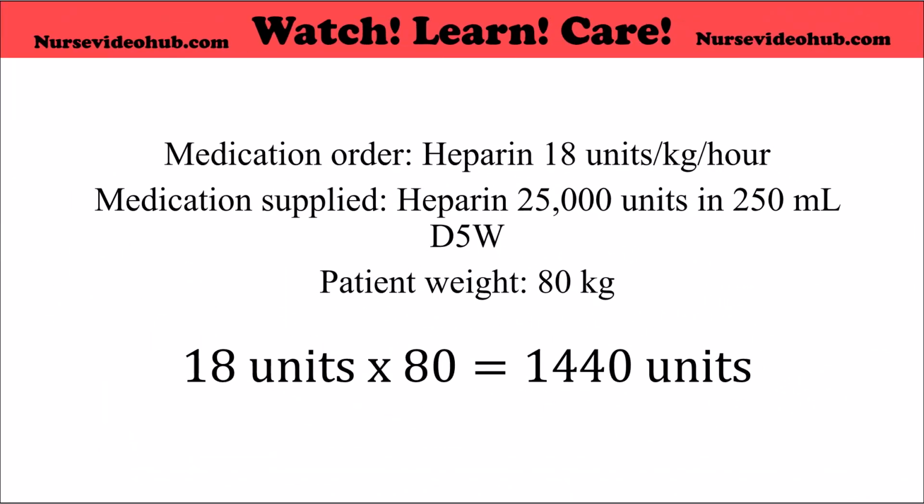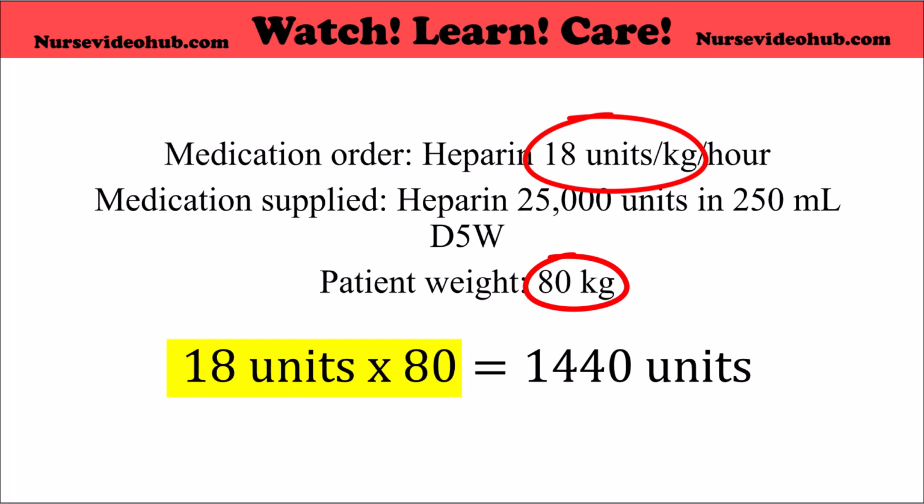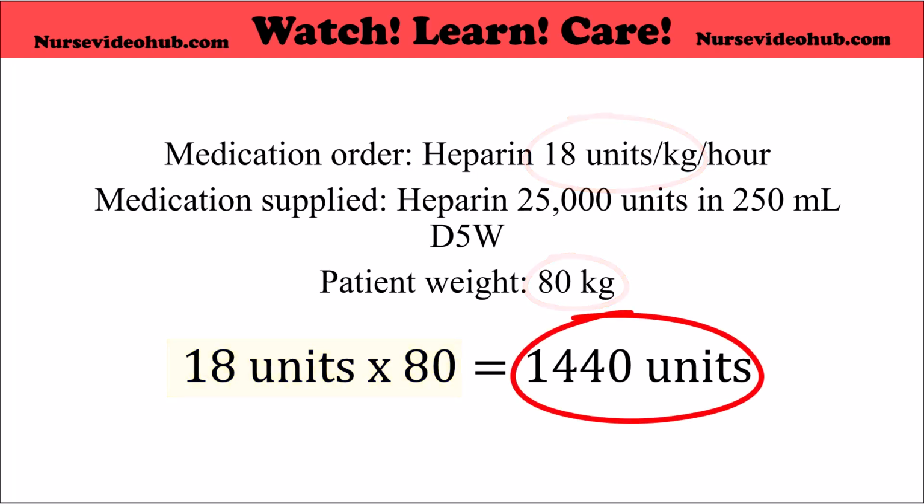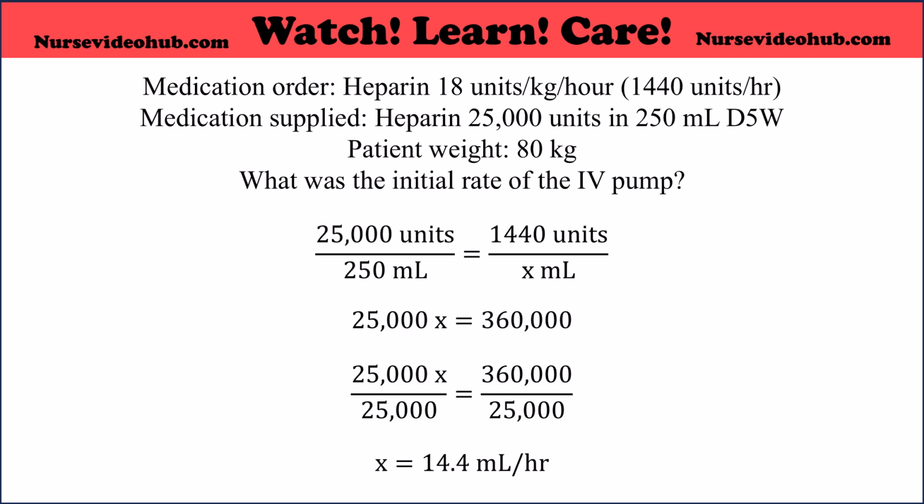So let's start by calculating the initial rate first. First, calculate the dosage ordered based on the patient's weight of 80 kilograms. The desired or prescribed amount is 18 units per kilogram, so multiply 18 times 80 kilograms to get a desired dose of 1,440 units per hour. Now you can solve the problem. Set up your proportion. The first ratio is the medication supplied, 25,000 units per 250 milliliters. The second ratio is the desired dose, 1,440 units per X milliliters.